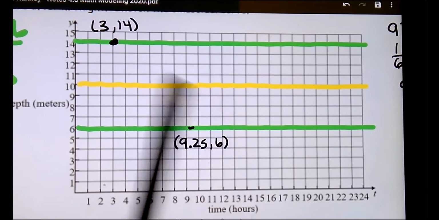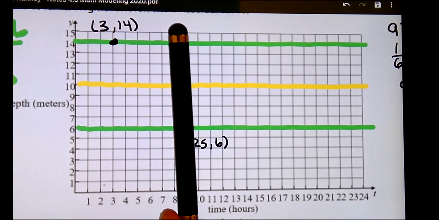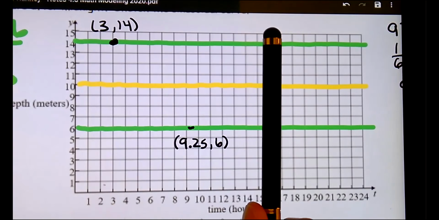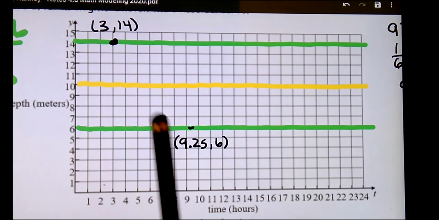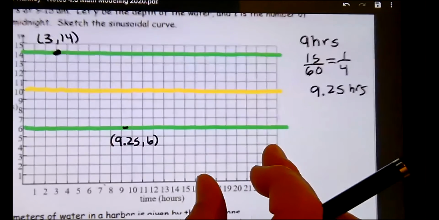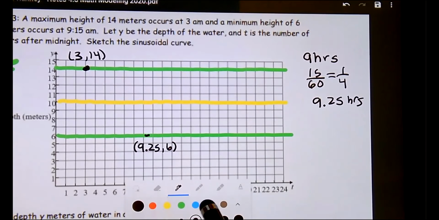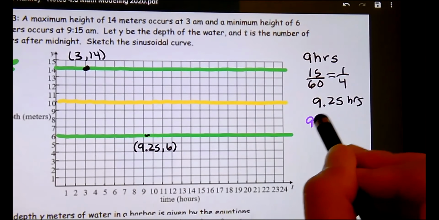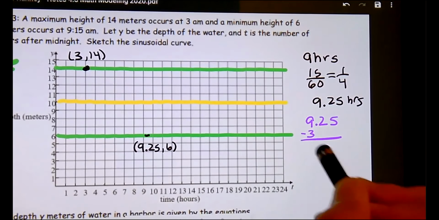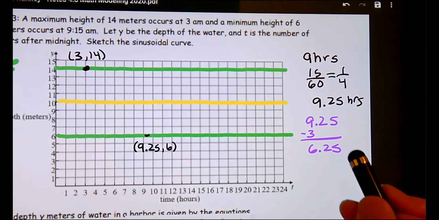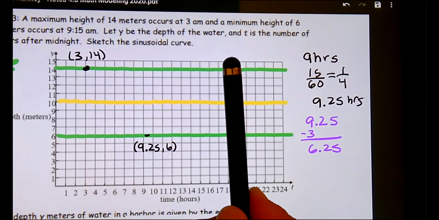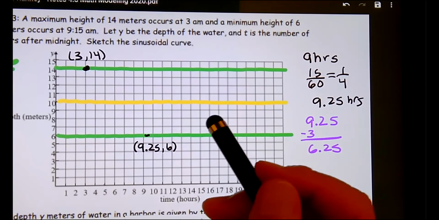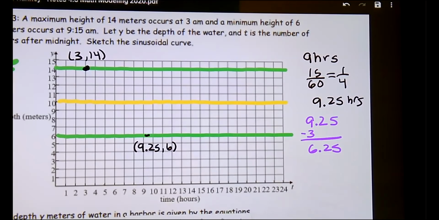So even though I don't know my period, if I know from here to here, I know that the same distance is going to go this direction. So if I take this difference between 9.25 and 3, let me do that math over here. I'm going to take 9.25 minus 3, and I get 6.25. I'm going 6.25 this way and 6.25 this way. So if I wanted to know where I'm ending, I can add 6.25 onto this.